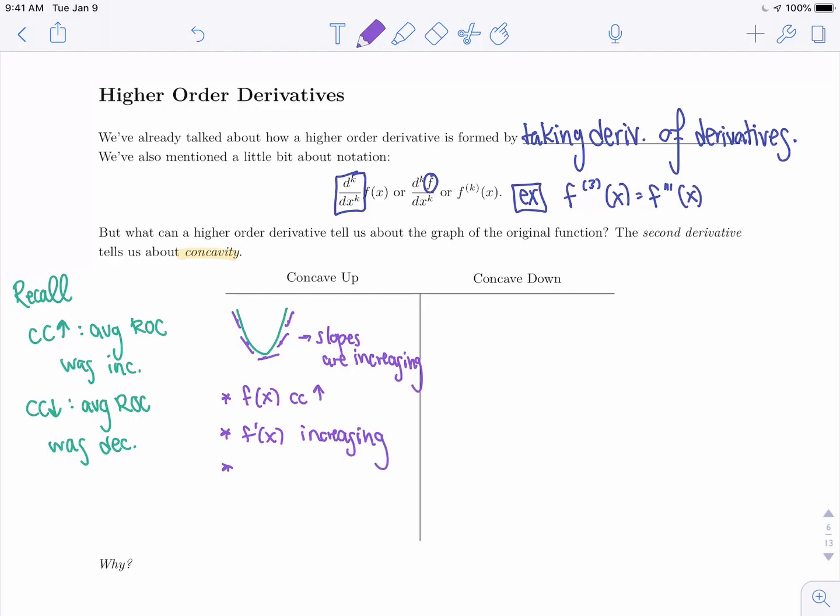So then if we know that f prime of x is increasing, then by our argument that we talked about yesterday, we know that that function's derivative should be greater than 0, because we said that a positive derivative means increasing. So that function's derivative, f prime, should be greater than 0. So f double prime is greater than 0.